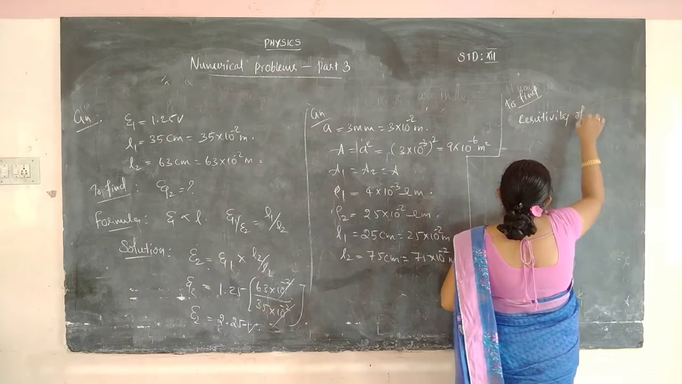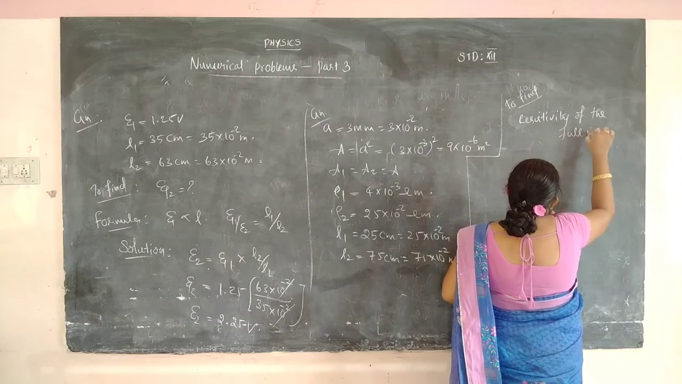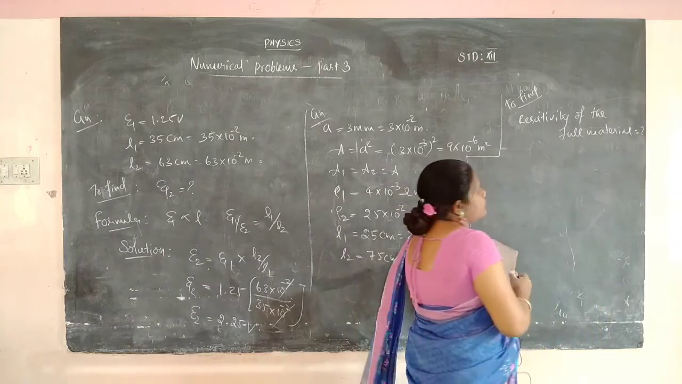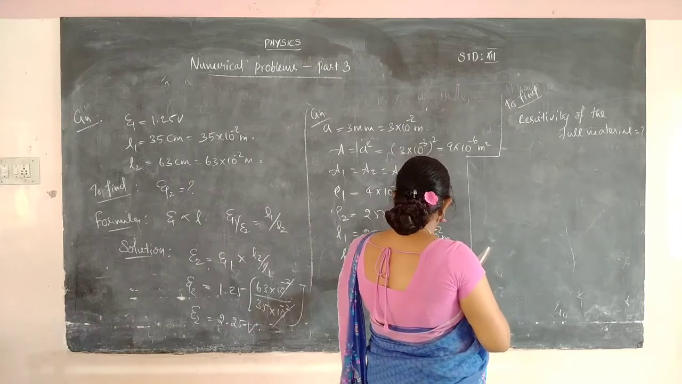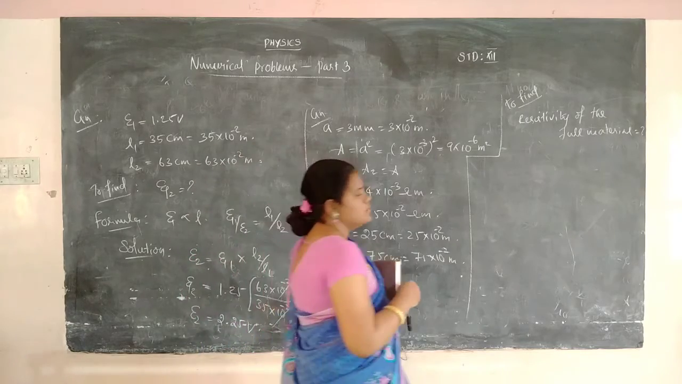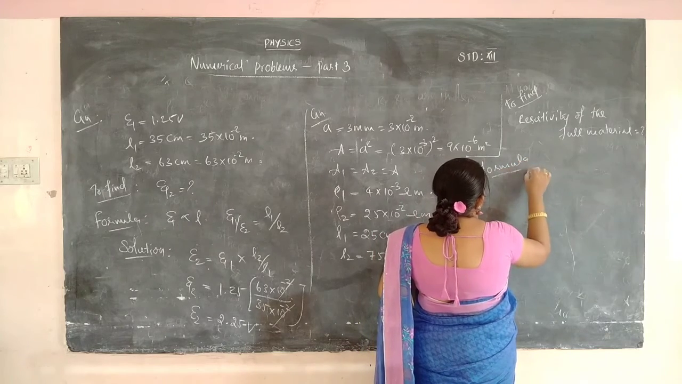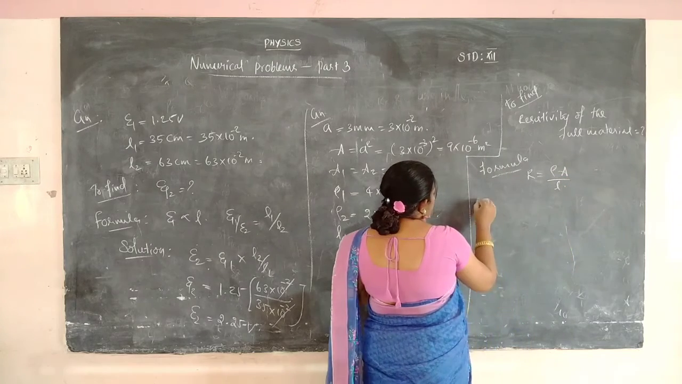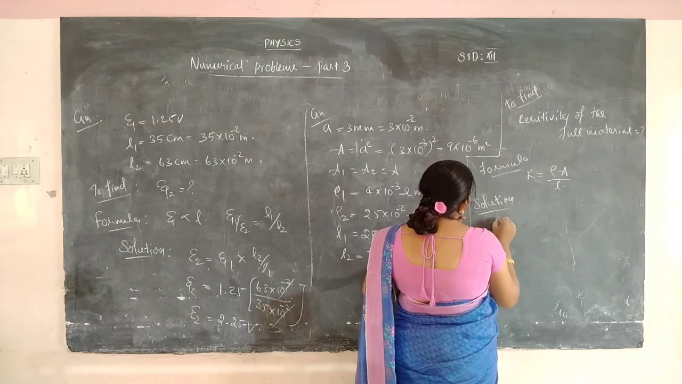Resistivity of the full material. Okay, that is the question asked. We want to find out the total resistance of the rod. The formula is resistance R is equal to rho L by A. So applying the values in the formula, we need the total resistance R.